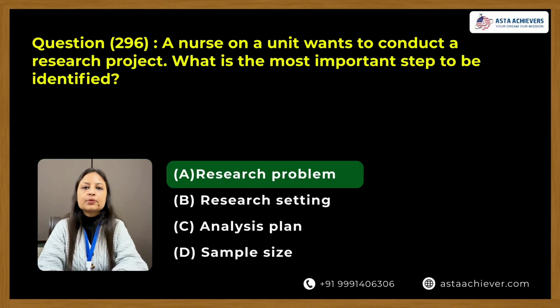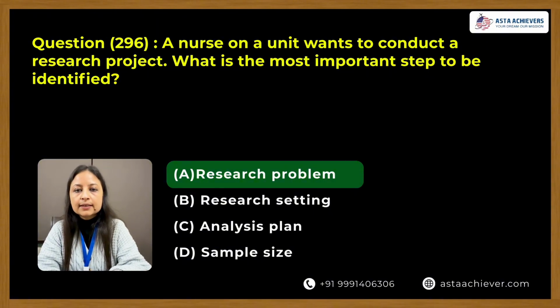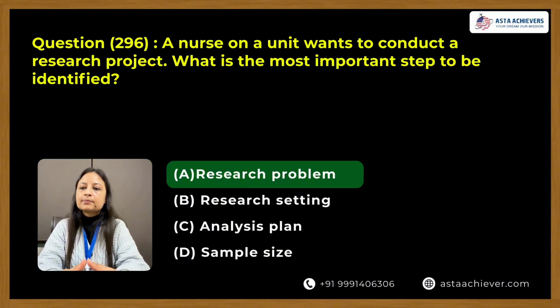Question number 296. A nurse unit to conduct a research project. So what is the most important step to be identified here? So option A, research problem. Option B, research setting. Option C, analysis plan. And option D, sample size. So option A, research problem is the correct answer.